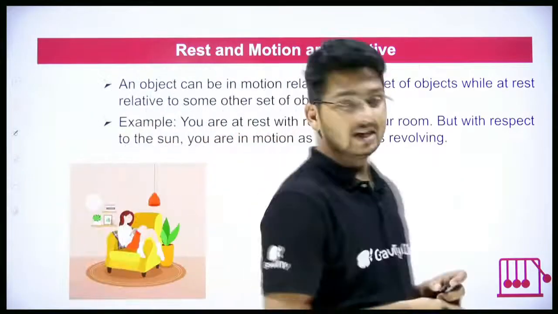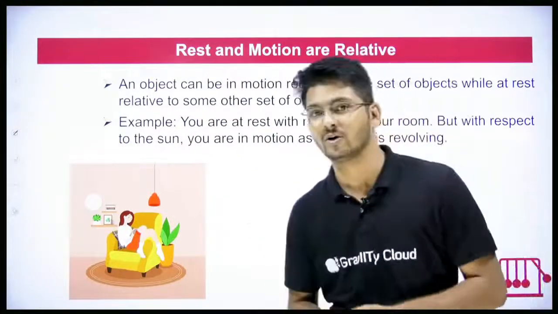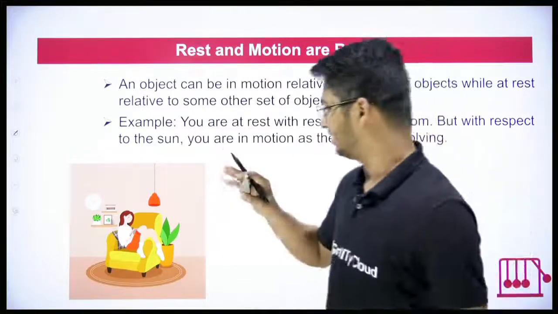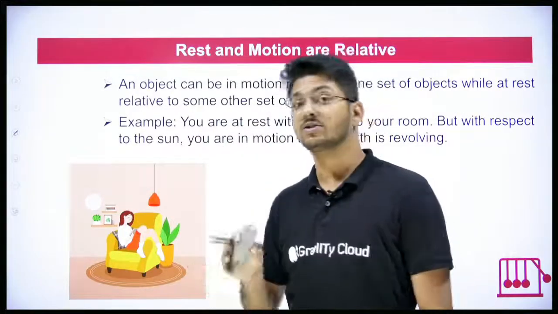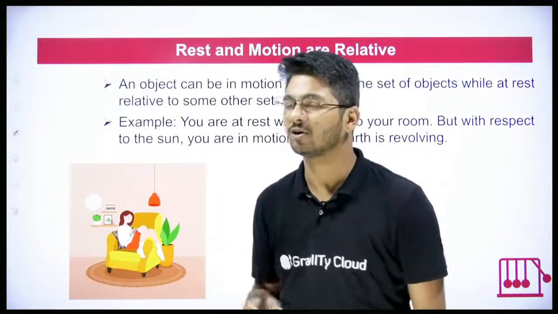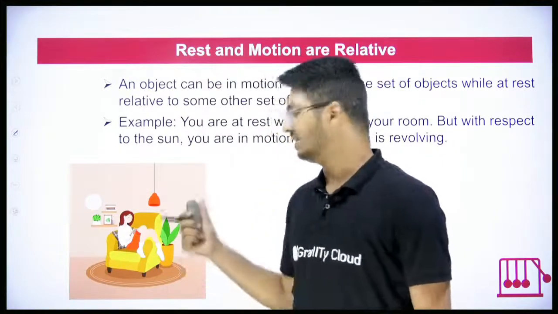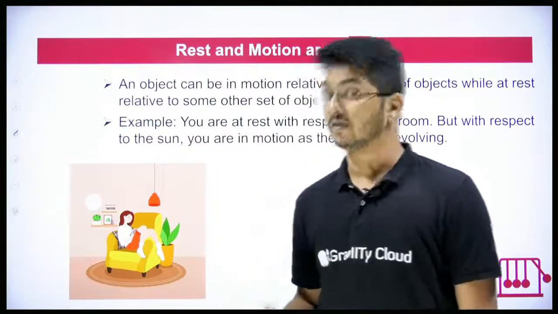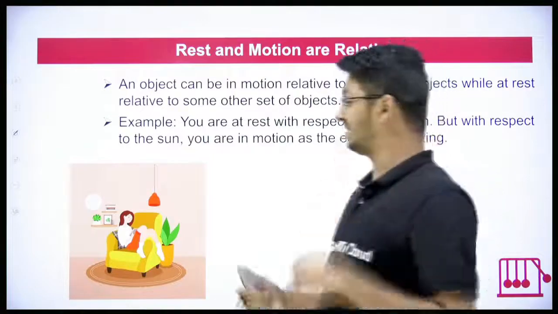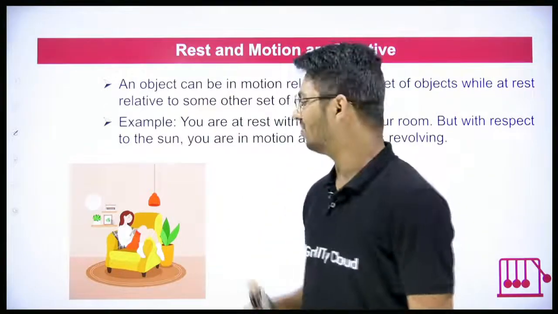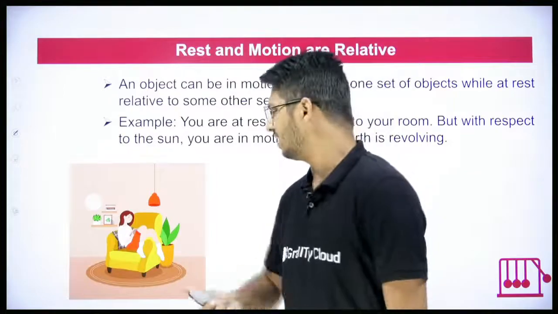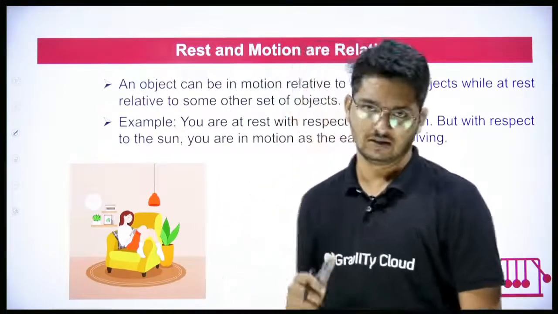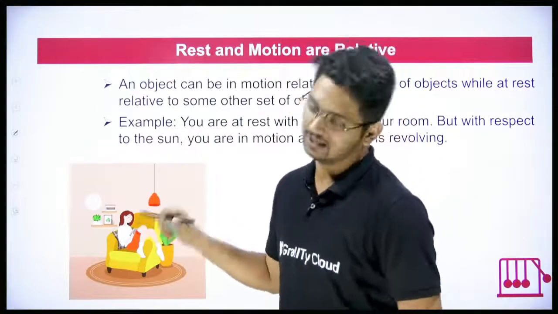Now, one of the simple examples is this. Look at this girl here. This girl is happily sitting on a sofa. If you ask the sofa, is the girl at rest or is the girl moving? What will the sofa say? The sofa will say the girl is just sitting happily. She is just at rest. The sofa will say that the girl is at rest.